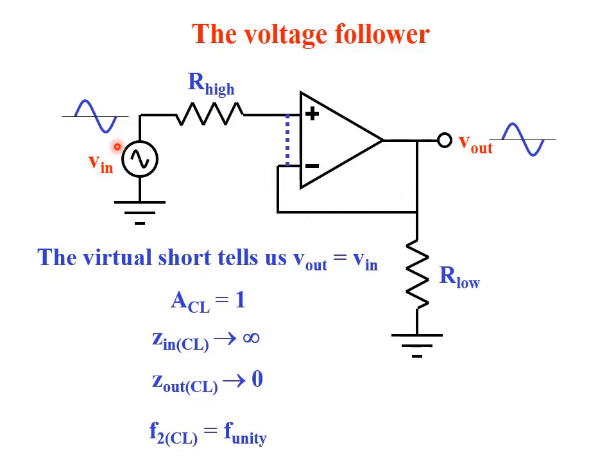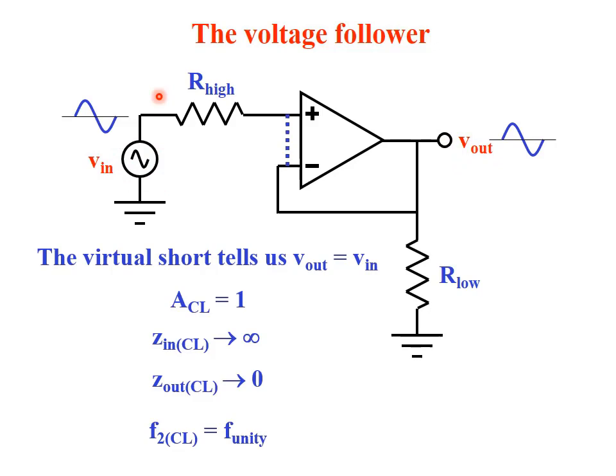Because of the maximum negative feedback in the voltage follower, the closed loop input impedance is incredibly high, and the closed loop output impedance is incredibly low. So we have a very high input impedance and a very low output impedance. As a result, all the input source voltage appears across the load resistor. So the input impedance here will equal the output impedance.